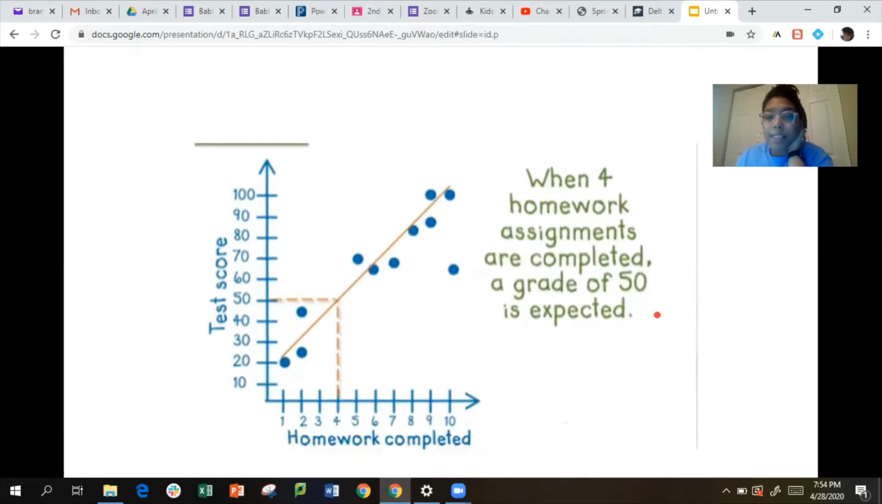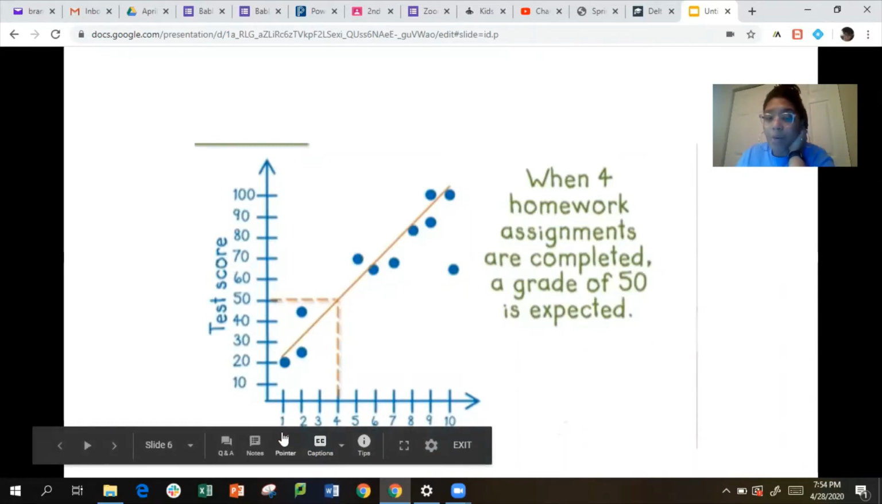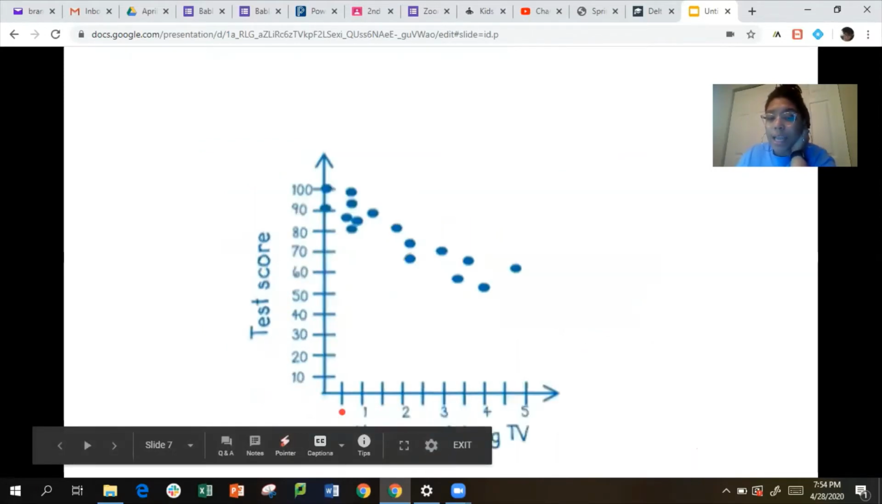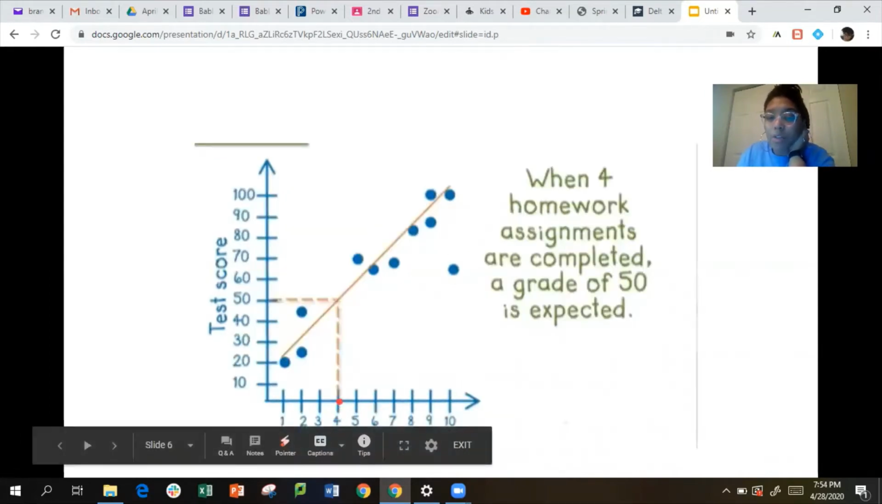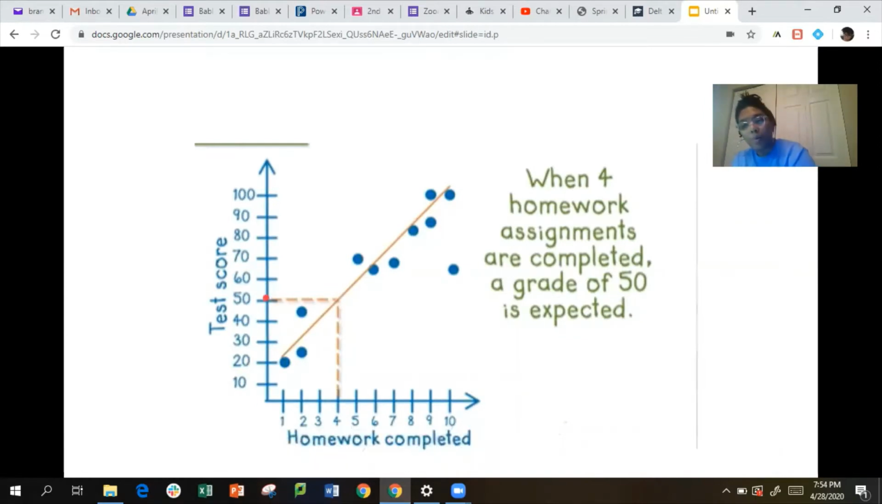So for instance, when 4 homework assignments are completed, a grade of 50 is expected. How do we do that? You could take a ruler or draw a line and say if I go to 4, which is the homeworks on the x-axis, and I go all the way up and stop here and then go over, that will correspond with 50. So if you do 4 homeworks, then you'll get a 50 on your test.